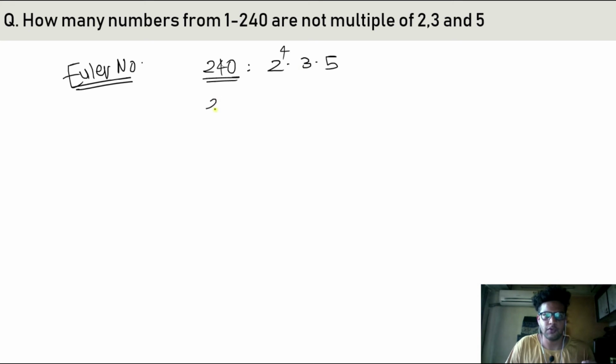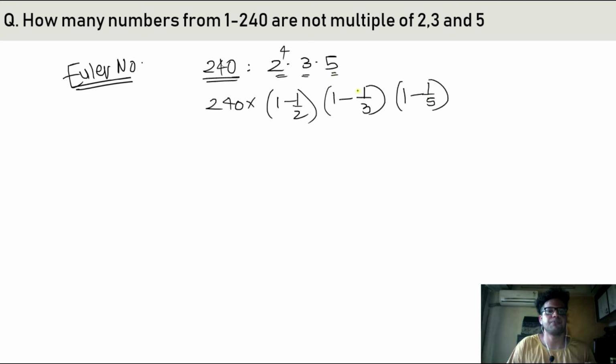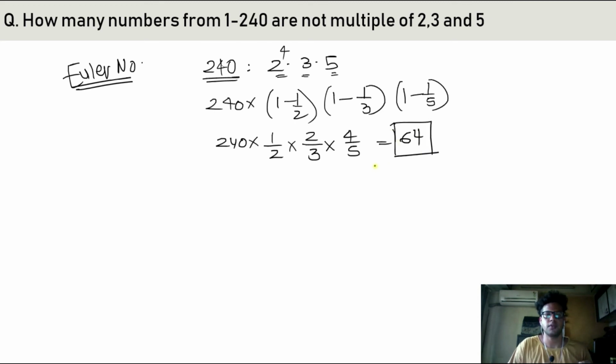So the Euler number of 240 would be 240 into 1 minus 1 by 2, into 1 minus 1 upon 3, and 1 minus 1 upon 5. So 240 into half into 2 upon 3 into 4 upon 5, which will be 64. Understand that this number 64 is basically giving me the answer of how many numbers between 1 to 240 are not a multiple of 2, 3 and 5. Since we have considered 2, 3 and 5 while calculating the Euler number, I am getting the final answer as 64.